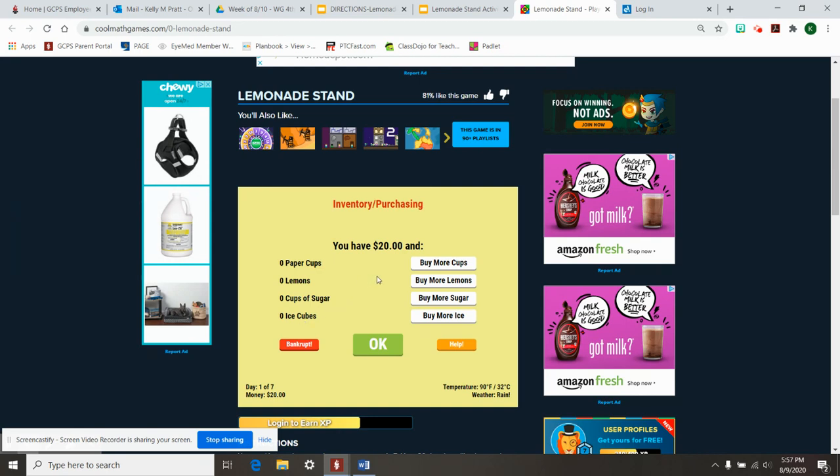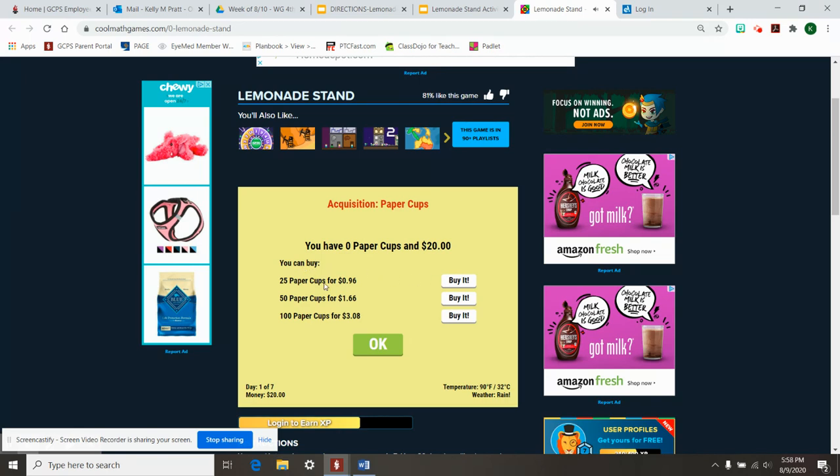So to start out with, we have to start at the top. We have no paper cups, so obviously we need to buy some. So we're going to hit buy more cups, and it gives us the option and the price. We can buy 25 for 96 cents, 50 for $1.66, or 100 for $3.08. Remember, we only have $20.